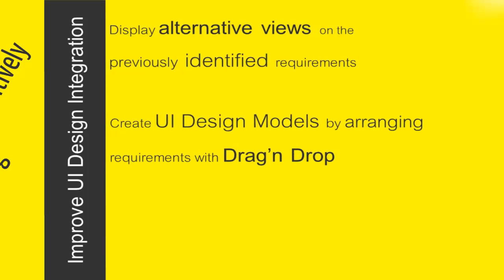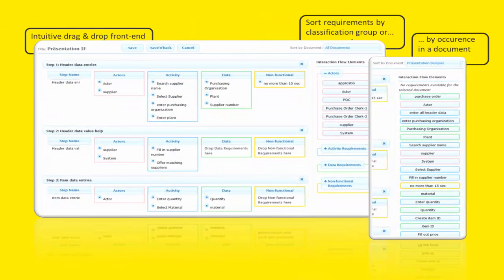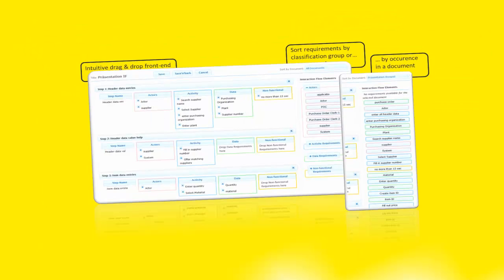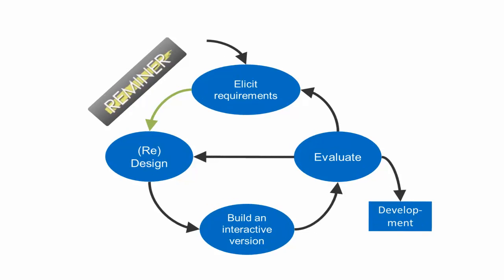You can easily create UI design models by arranging the requirements with a drag-and-drop functionality. Finally, you can export the models as PDF or XML for further use. On the intuitive drag-and-drop front-end, you can switch the sorting of the requirements between classification groups and the time of occurrence in a document. With all of these features at hand, REMINER is a powerful tool to help design requirements better, faster, and more complete.